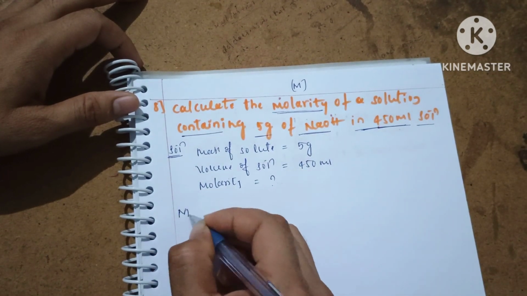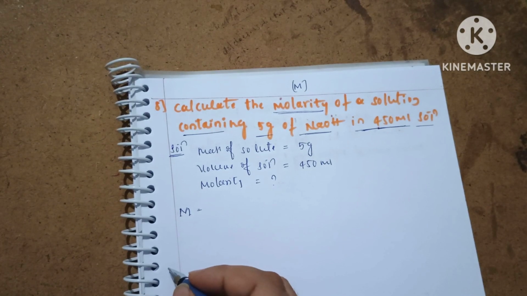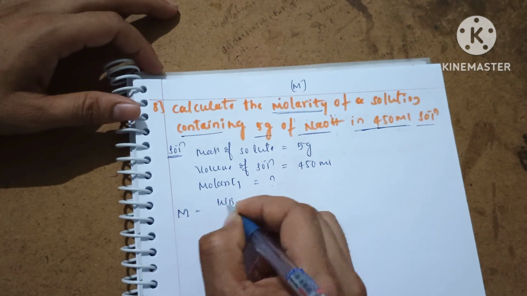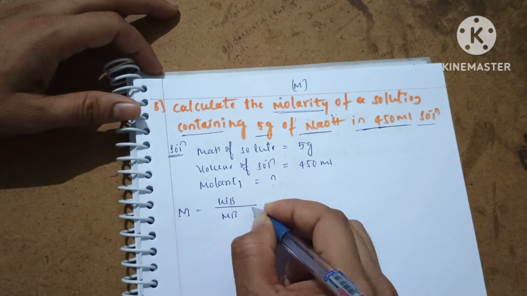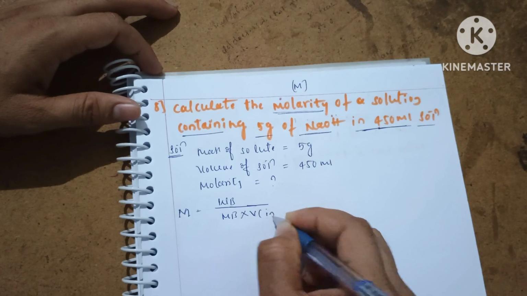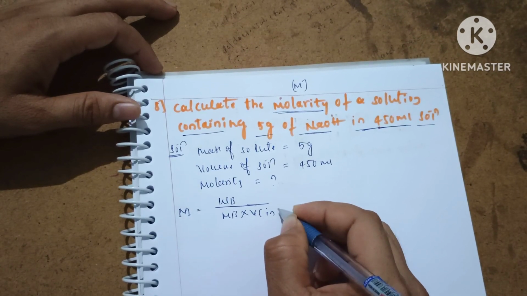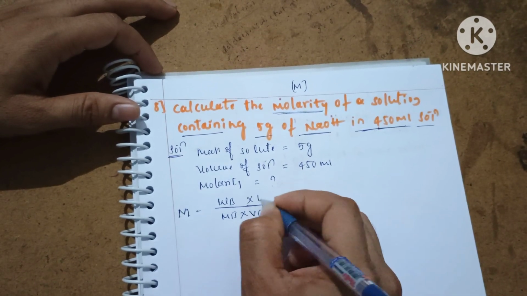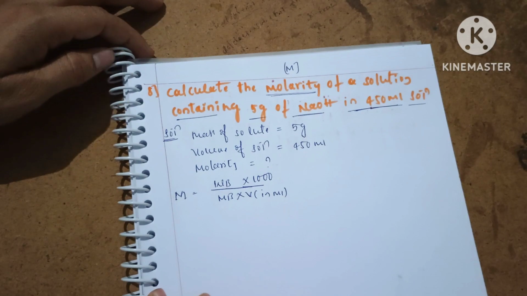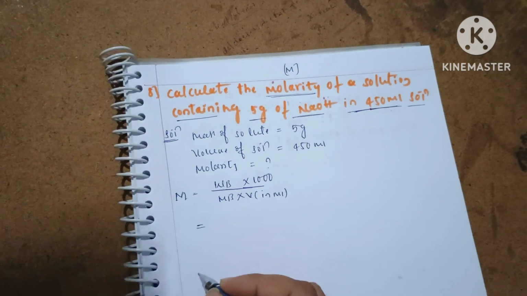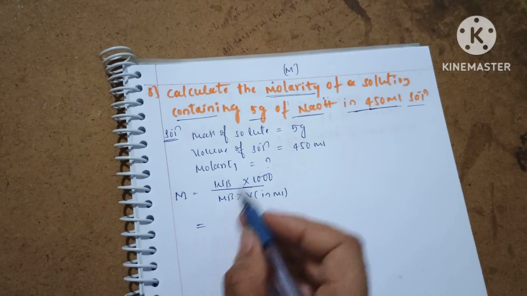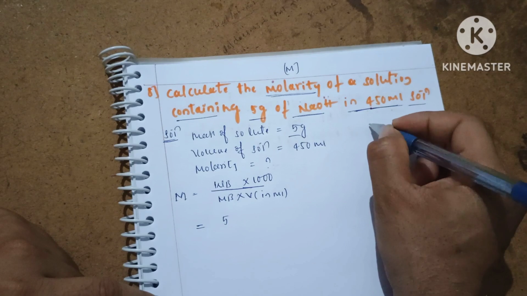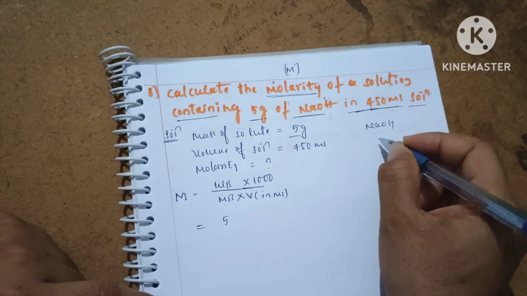For that we know the formula. Molarity is equal to given mass by molar mass into volume of solution in liter. If it is not given in liter, we have to take it in ml and multiply by 1000. Here it is given in ml, so we have to multiply by 1000. So first I have to write the given mass and molar mass. The given mass of solute is 5 gram.